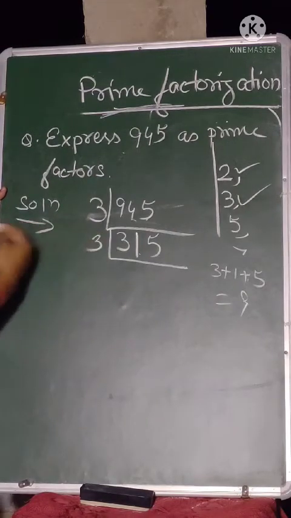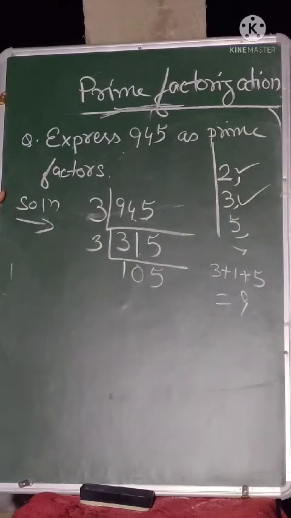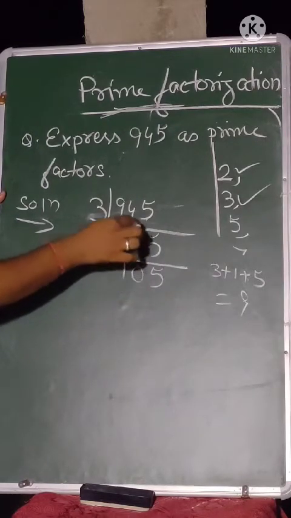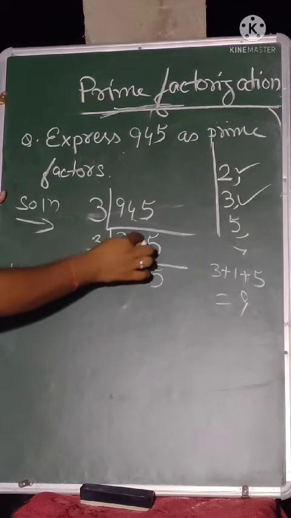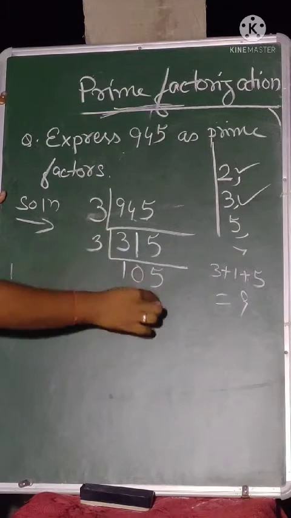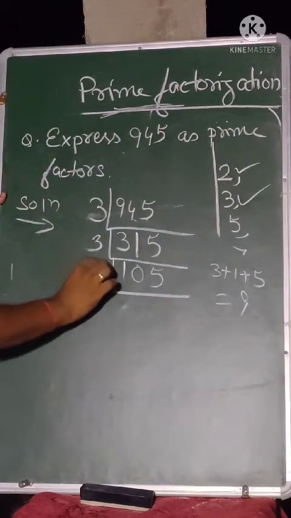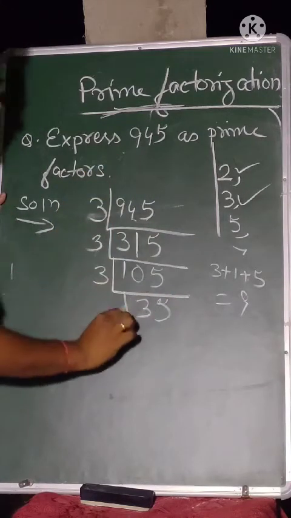Now let us divide this by 3. 3 1s are 3, 0, 3 5s are 15. Why 0? Because 1 is left out. Now this 1 you have to divide. By what number will you divide this 1? By 3, 0. This 1 will come down again. It will become 15. 3 5s are 15. Clear? Now again this number is also divisible by 3. 3 3s are 9. 1 came this side. 3 5s are 15. Now 35.